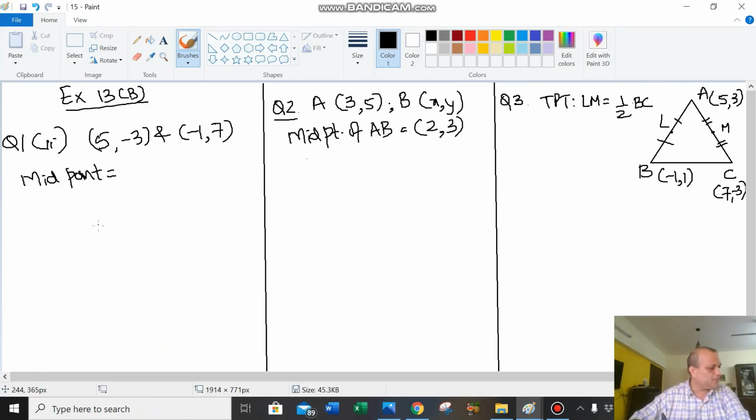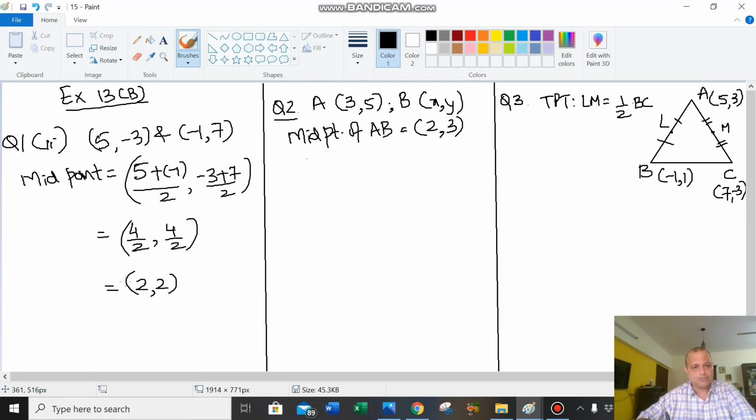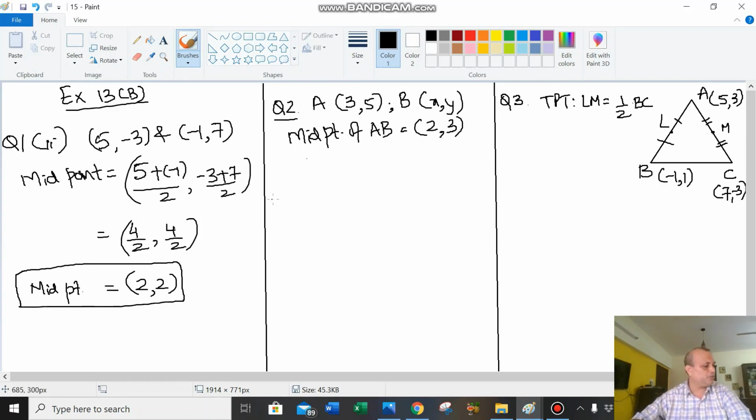Question 1 says find the midpoint of the line segment joining the following points. If this is the line segment joining these two points, the midpoint will be given by the formula (5 plus -1) upon 2 and (-3 plus 7) upon 2. So the midpoint will be 5 minus 1, that's 4 upon 2, and -3 plus 7, that's 4 upon 2, which means the midpoint is (2, 2). Simple, isn't it? Yes, it is extremely simple as long as you remember one formula, and that's about it.